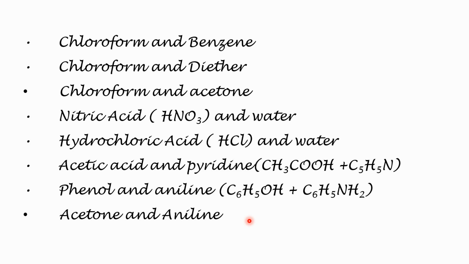For example, the question reads like this. Which of the following liquid pairs will have a higher volume on mixing? When it is told higher volume, it means volume increases. Volume increases means it shows positive deviation. So you select the liquid pairs showing positive deviation.